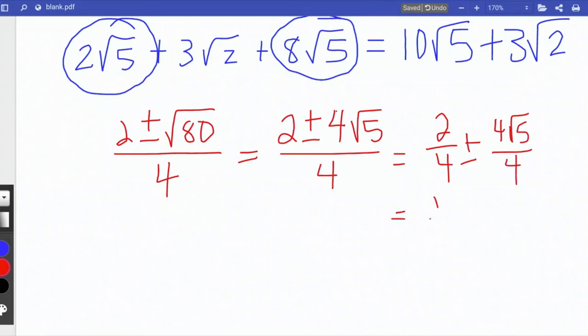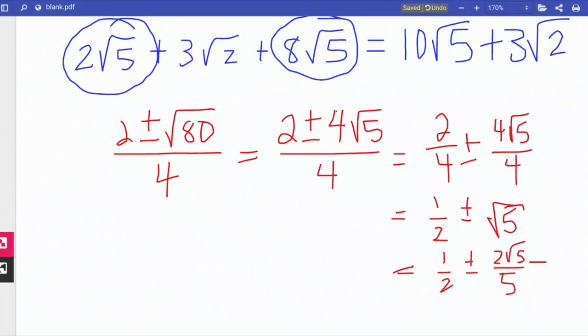2 over 4 is 1/2 plus or minus 4 over 4. That reduces to 1, so it's 1/2 plus or minus the square root of 5. Or if you want them to have common denominators, this would be 1/2 plus or minus 2 square roots of 5 over 2, excuse me. And we can rewrite this as 1 plus or minus 2 square roots of 5 over 2. Either form works.